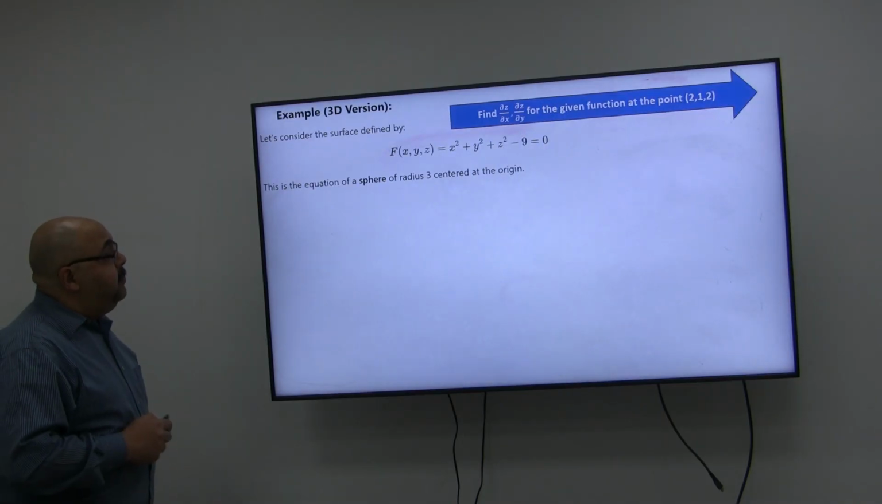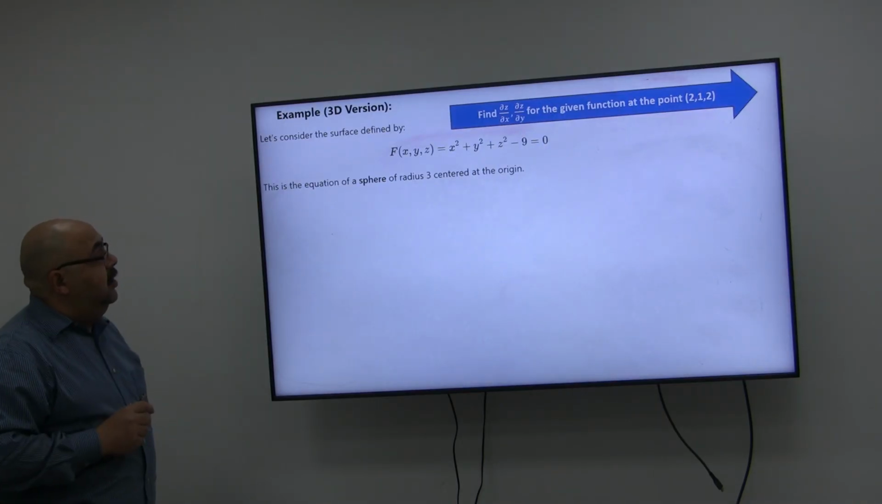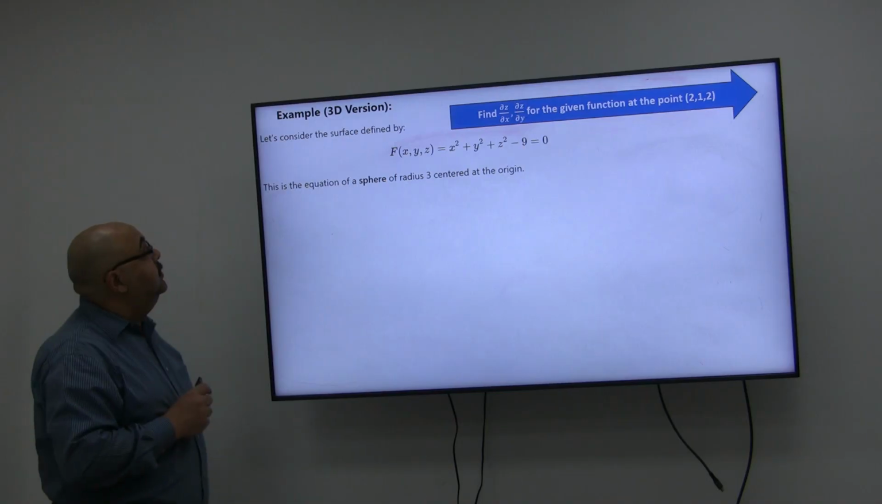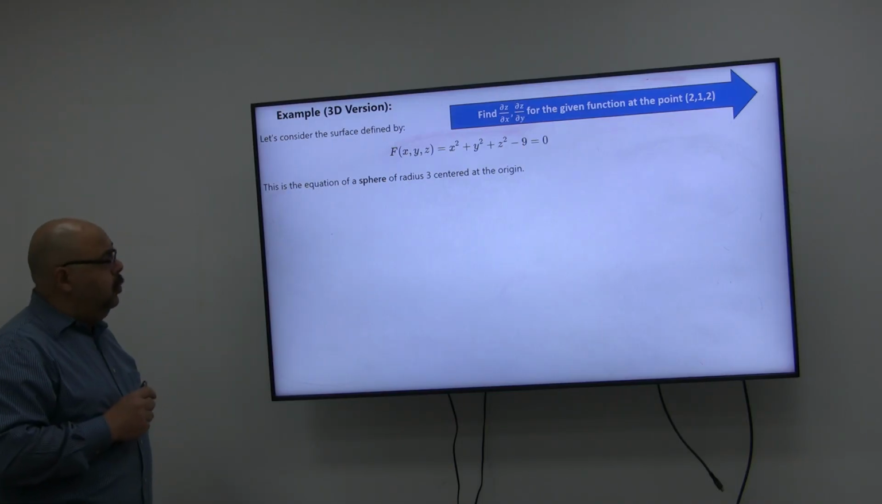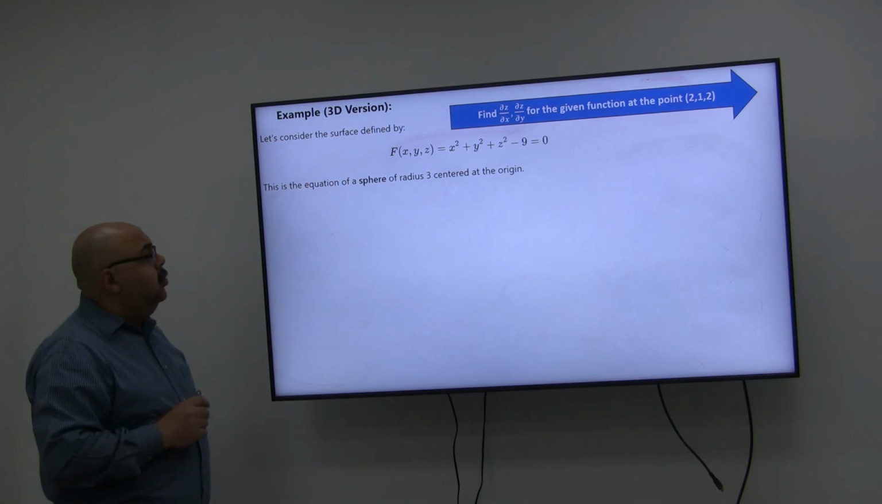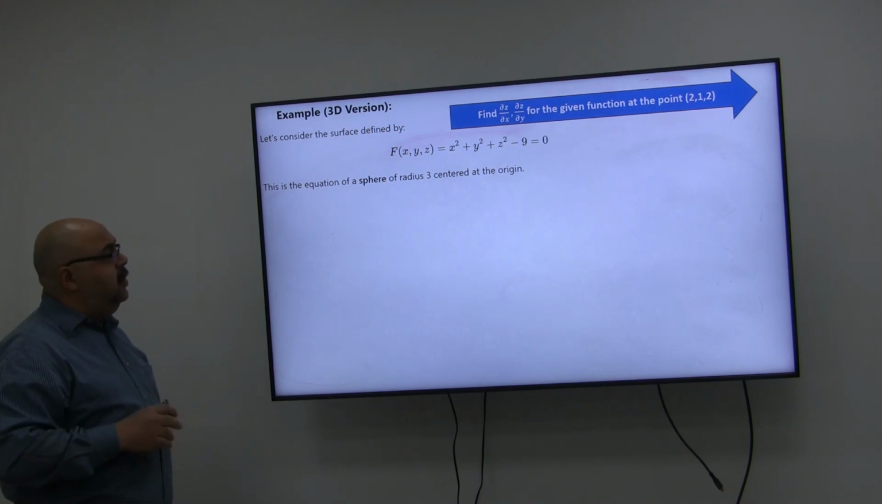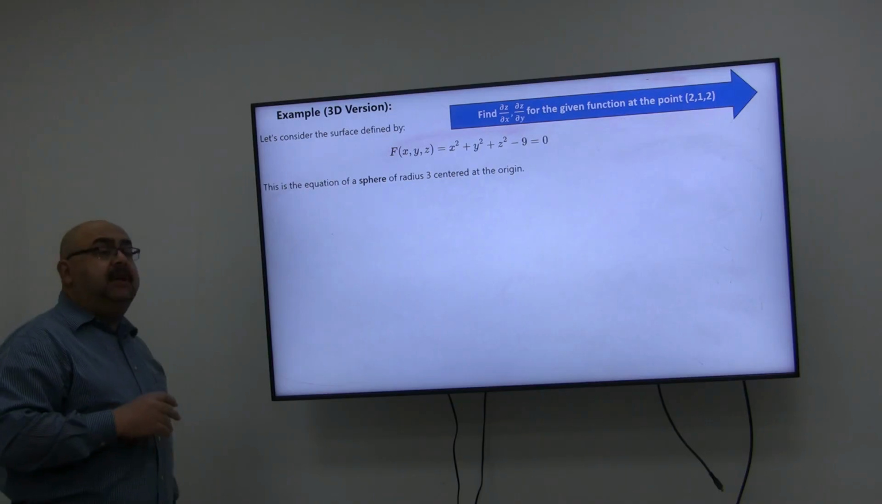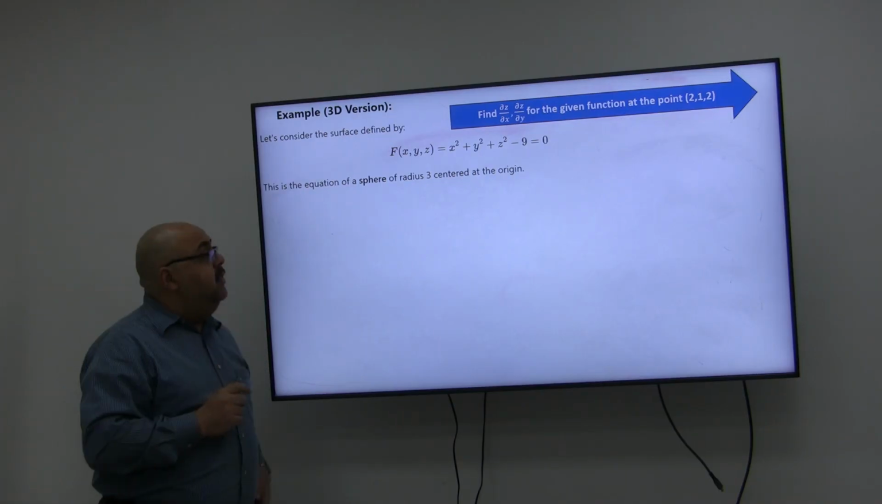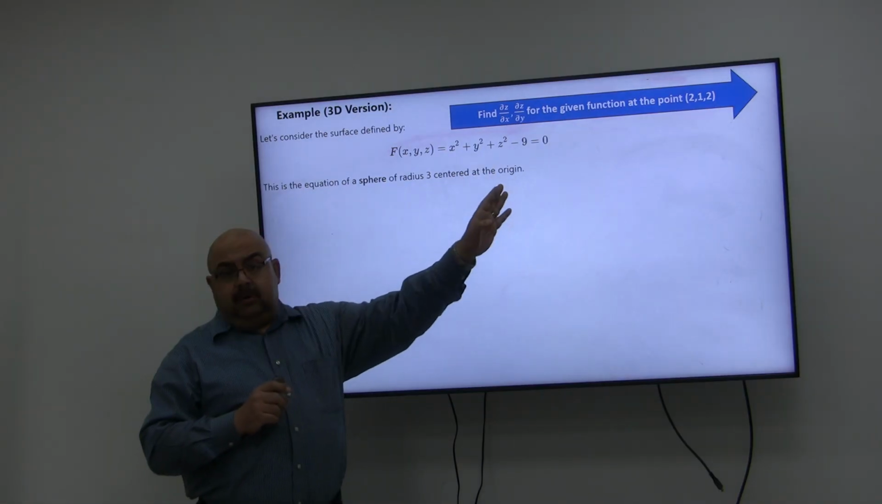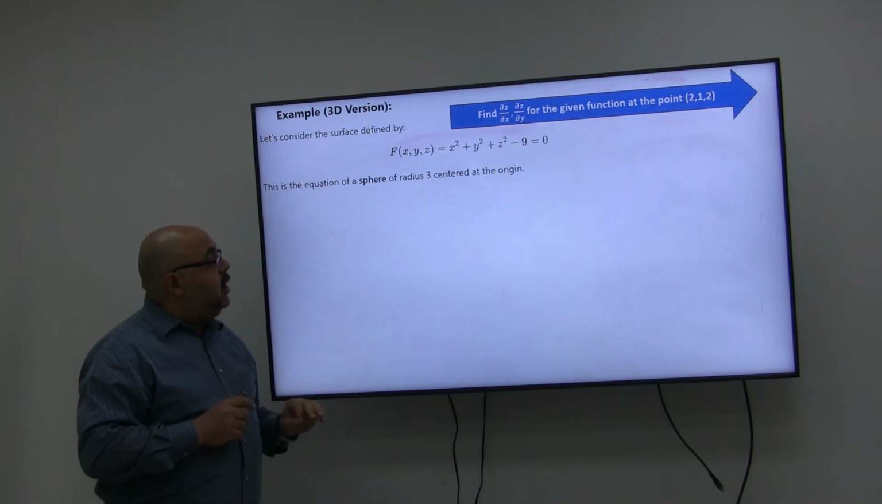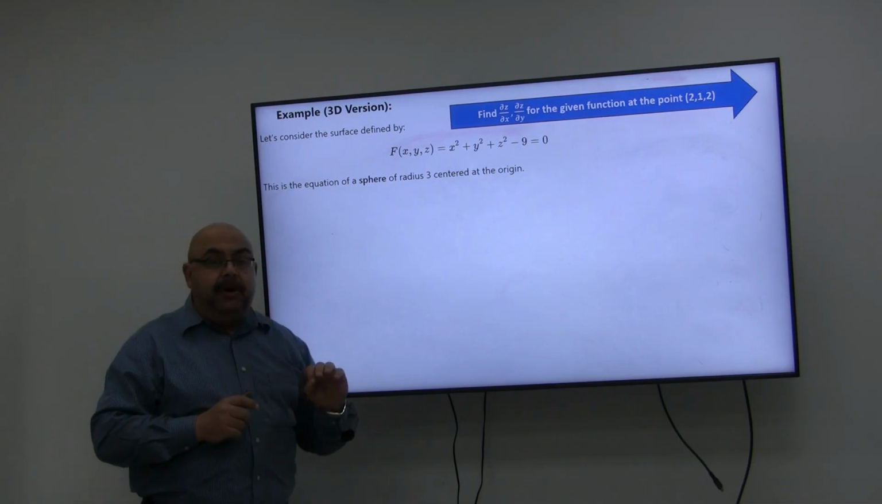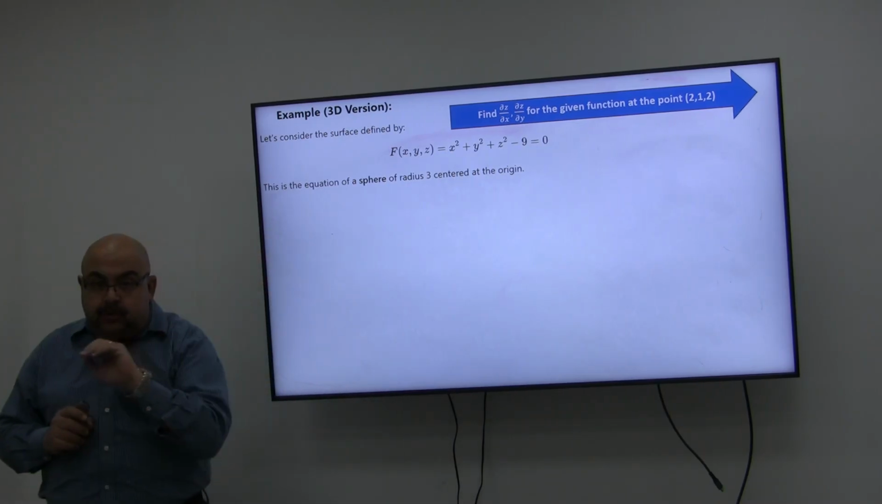An example on this will come to you in this problem. I want you to consider the surface f of x, y, and z, which is x squared plus y squared plus z squared minus 9 equal to 0. It's the equation of a sphere. Remark that I should have my equation equal to 0. Then he needs you to find the partial derivatives at the point (2, 1, 2).